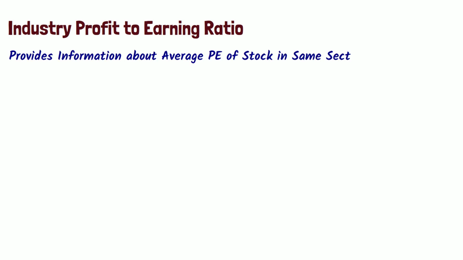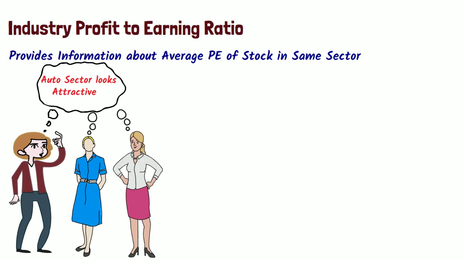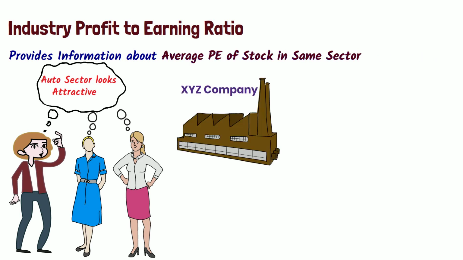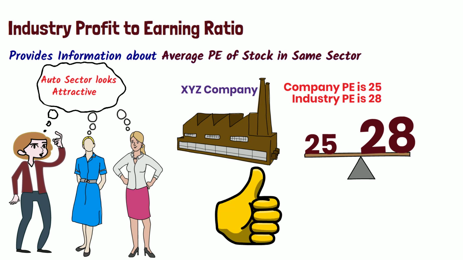Industry price to earnings ratio. It tells us the average PE of the stocks in the same sector. It gives an idea of how much the investors are interested in a sector and the average PE of a company in the sector. If you decide to buy a company, just compare the company's PE with the industry's PE, and if the company's PE is less than the industry's PE, then definitely it is a good value buy.